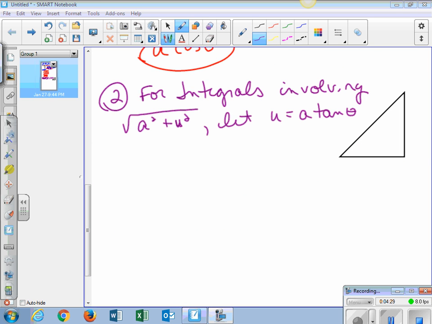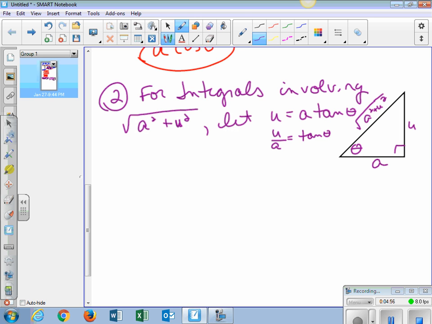Okay, then for number 2, for integrals involving the square root of a squared plus u squared, we're going to let u be equal to a tangent of theta. I'm going to think of this as u over a equals tangent of theta. So here's my theta. Tangent is opposite over adjacent. So I put those in my diagram, so therefore the hypotenuse of this little right triangle is going to be the square root of a squared plus u squared.